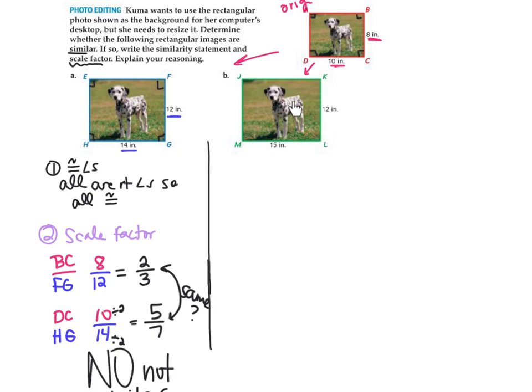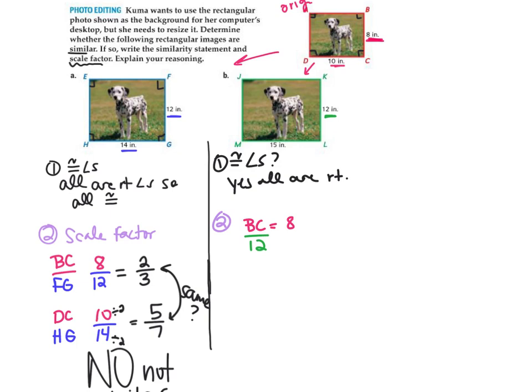So we follow the same steps. First, check your angles. Do we have congruent angles? Yes, because all are right angles. Okay, so we want to move forward and check our scale factors between the two images again. So just like we did before, we're going to look at our corresponding sides. So we have BC, which earlier we know was 8. Now we're looking at the corresponding side KL, okay? So this would be 12.